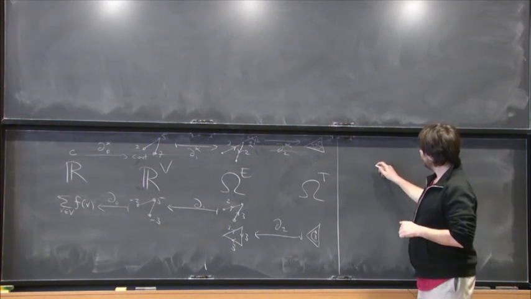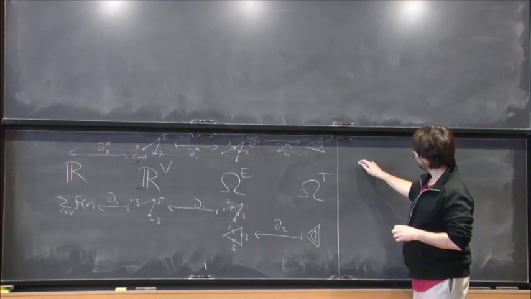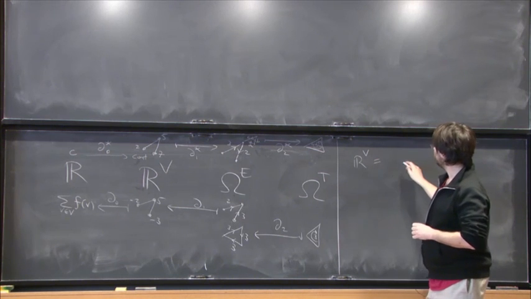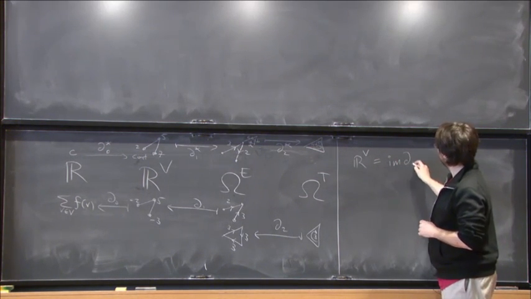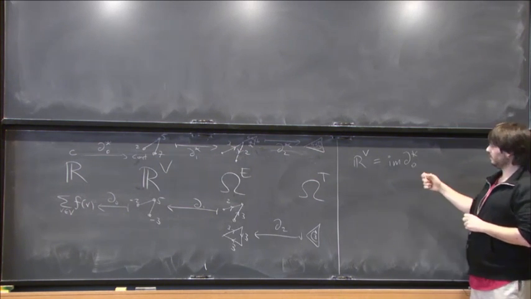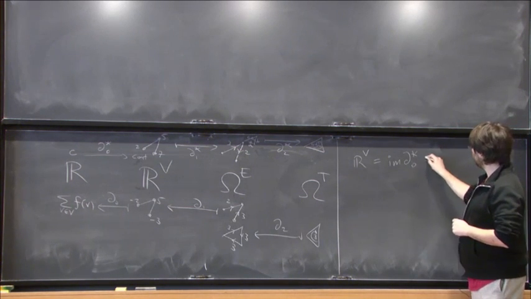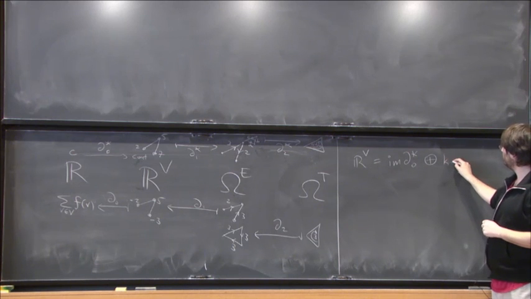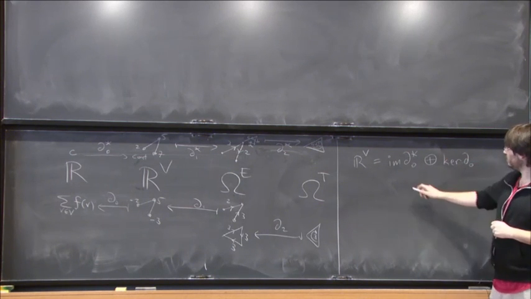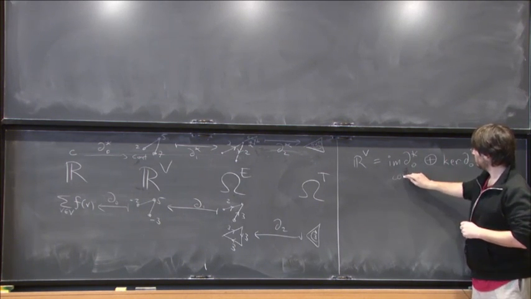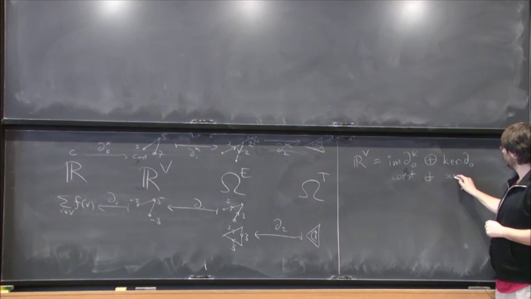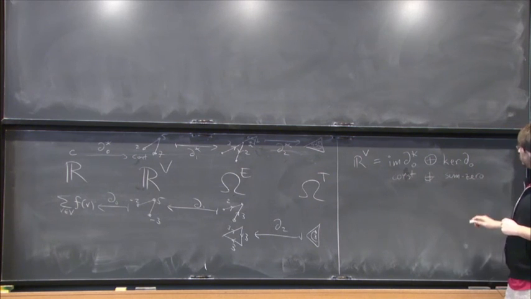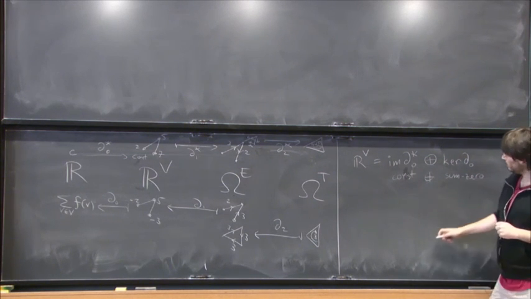And we had the splitting. So RV splits as the image of del 0 star direct sum with the kernel of del 0, which is the constants. These are the constant functions, and functions of sum 0. And the analog splits in one dimension higher, so 1.